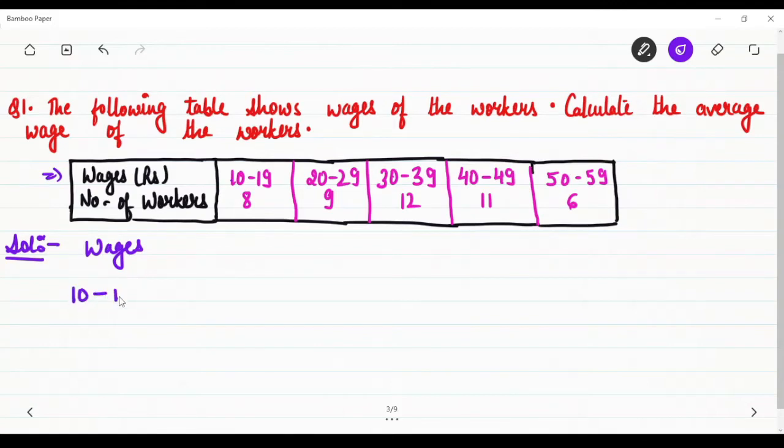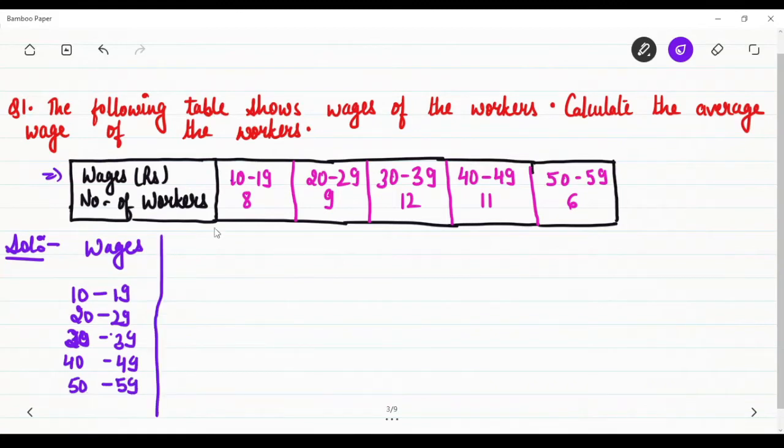So 10 to 19, 20 to 29, 30 to 39, 40 to 49 and 50 to 59. Okay, so these are our class intervals. And what is the frequency? Frequencies are 8, 9, 12, 11 and 6. Okay, now I would like to tell you that these questions are solved in a similar manner as when we have been given a continuous series.